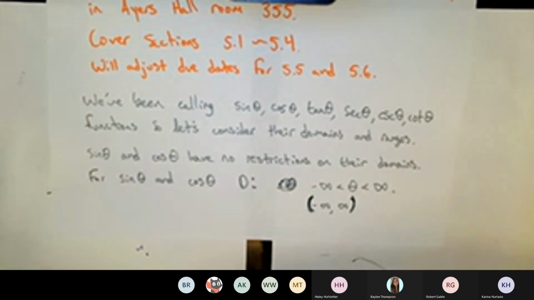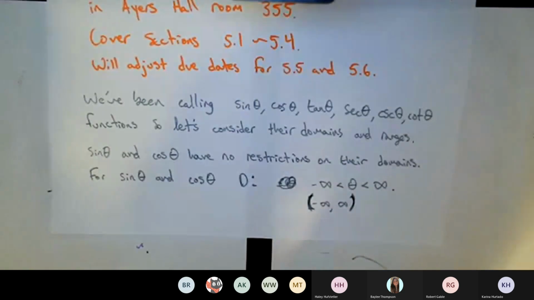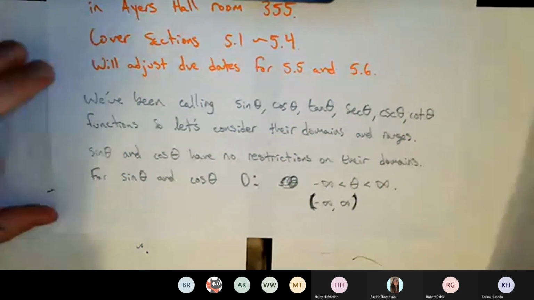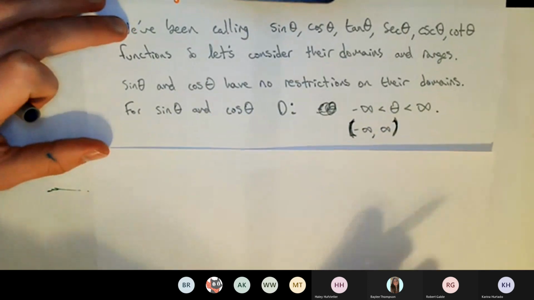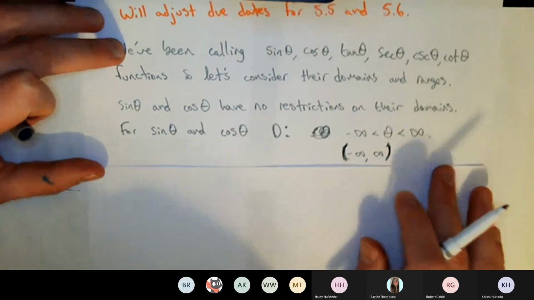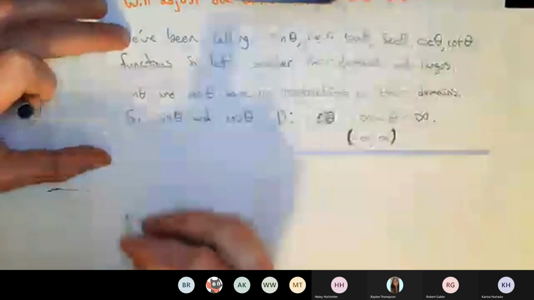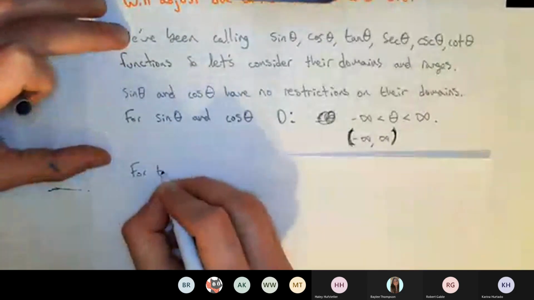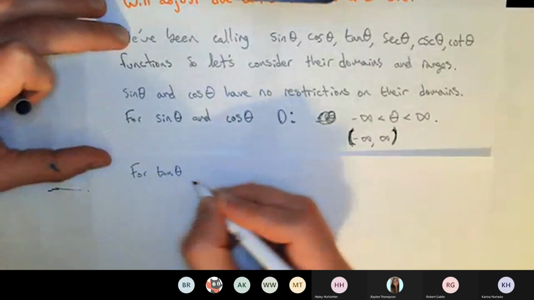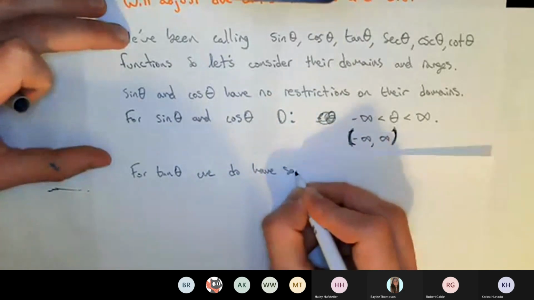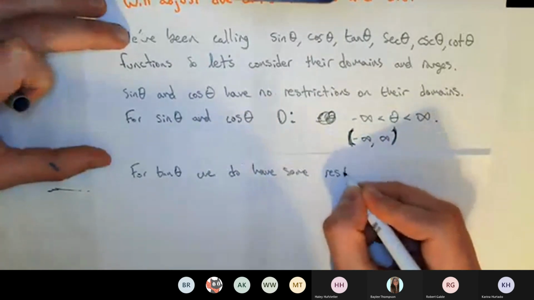Okay, so sine and cosine have unrestricted domains. You can plug in negative 10,000 into the functions and they'll take it no problem. What about tangent? And then also, what about the cofunctions, these reciprocal functions too? We'll talk about those. For tangent of theta, we do have some restrictions. Do we know where they're coming from?